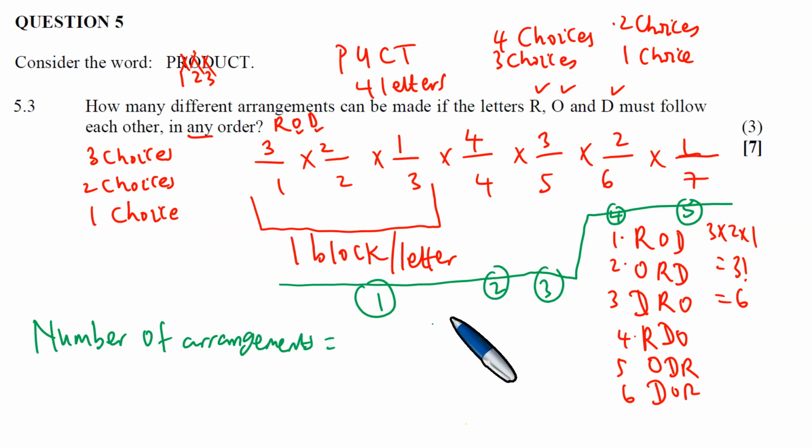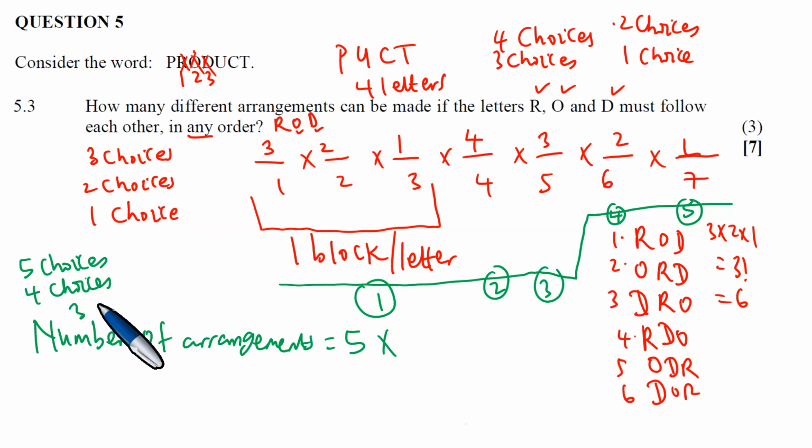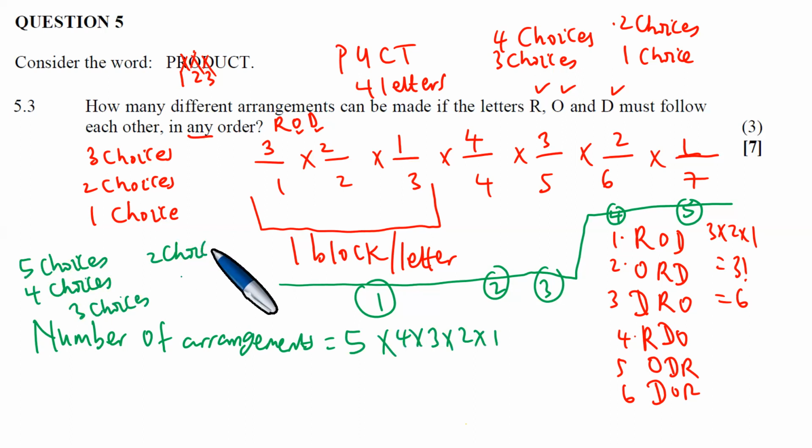The number of the arrangements, now we have a total of five letters to organize. It's a little bit tricky, five letters to organize. So you have five choices to make. And then after that, we have four choices, three choices, two choices, and then one choice. Which means it is five times four times three times two times one, which is five factorial. And five factorial is 120.